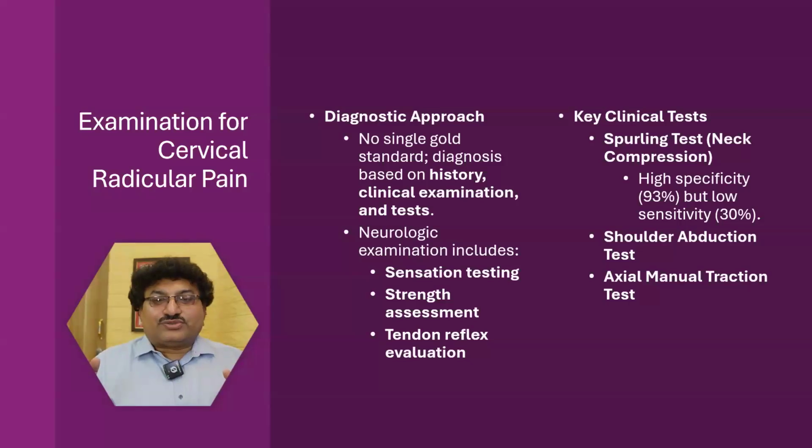So initial diagnosis is mainly based on the history, clinical examination, and definitely investigations. Neurologic examination includes the test of sensation, assessment of the strength of the different muscles, as well as the tendon reflex evaluation. And there are a few important tests like Spurling's test. They are known as the special tests. Then we have the shoulder abduction test, axial traction test. These tests actually help to make the diagnosis.